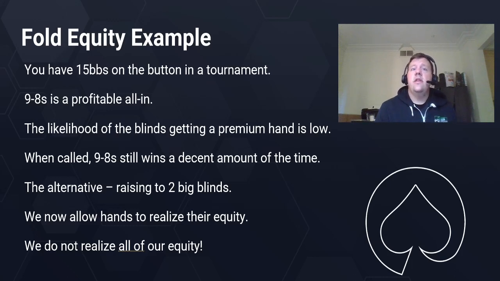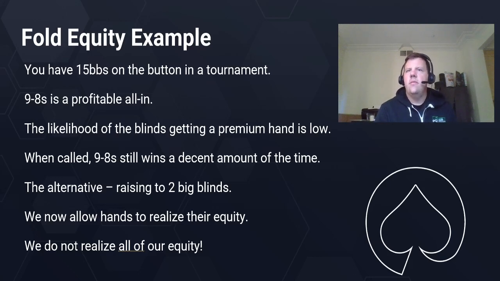So the other thing is we don't realize all of our equity when we raise to 2 big blinds. So let's look at the example where we raised with 9-8 suited, and they have king 7. Okay, so they have king 7, and all right, that's fine. We have 2 live cards. Let's say the flop comes 7-3-deuce rainbow. You have 9-8 of spades. They check. You bet because they probably missed the flop a lot on 7-3-deuce, and now they go all in with their pair of sevens because they want protection.